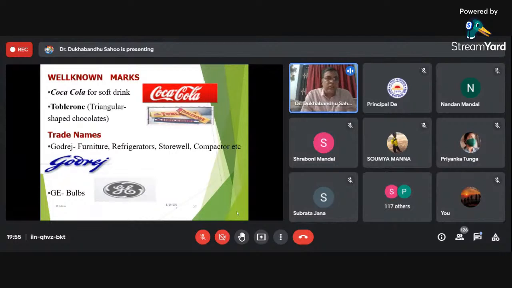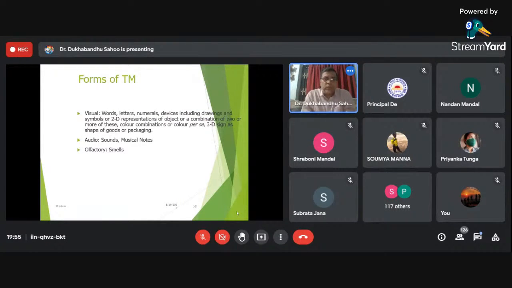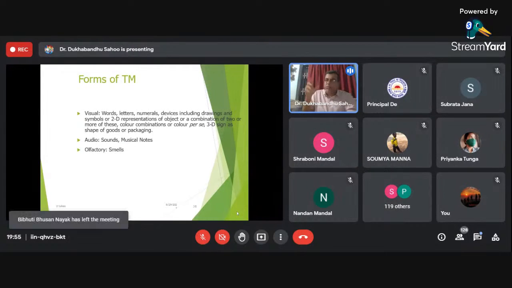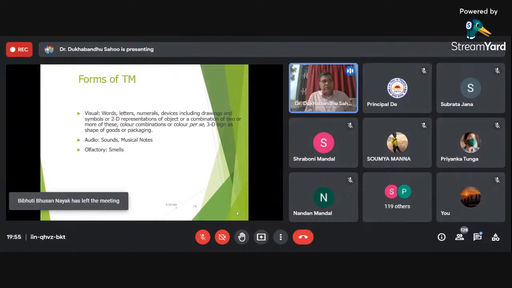Coca-Cola has this. I don't know. Godrej has this. General Electric has this. So this, as I said from the beginning, the registration of trademarks, it can be a picture, it can be a number, it can be letters. So it's a visual form. A trademark could be an audio, sound form of it, or a smell. I don't have an example of that. Visual means words, letters, numerals, devices, including drawings and other things, two-dimensional, three-dimensional. So it can also be a trademark, it can be an audio. Okay.